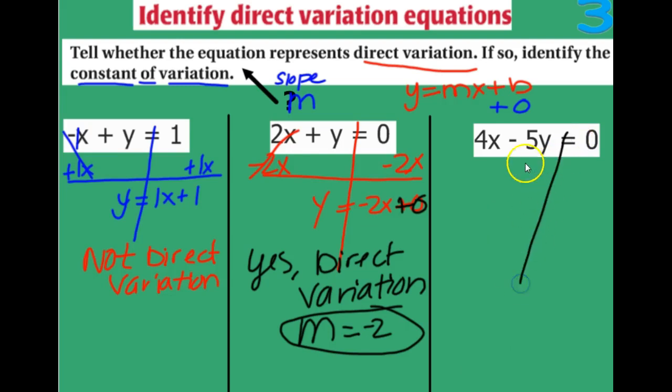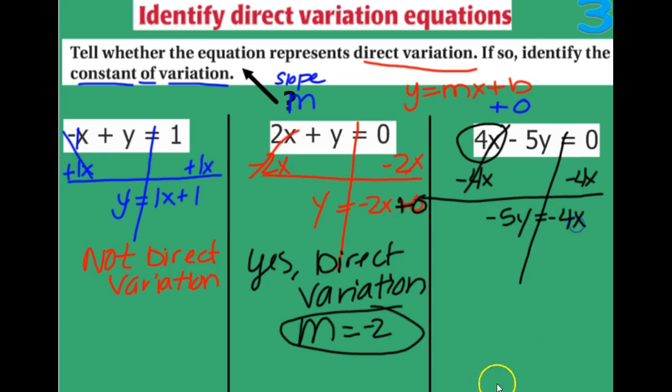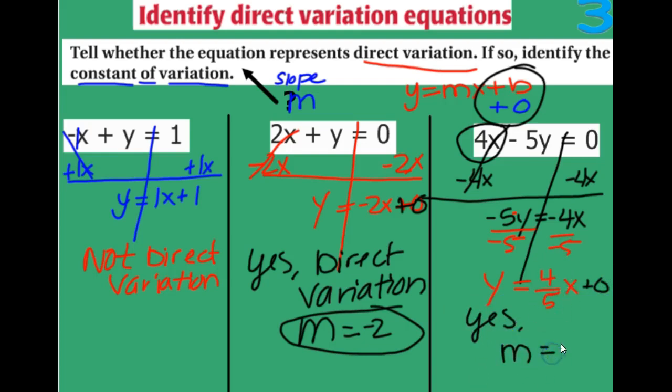Same thing on this last one. We're going to solve for y. So I'm going to move this 4x. Right now this is positive, so I'm going to subtract 4x. Those eliminate. We have negative 5y equals negative 4x. And then the opposite of multiply is divide. So we have y equals, two negatives make a positive, 4/5 x. So is this direct variation? Is b 0? It sure is. So yes, this is direct variation. And then our slope is 4/5. They wanted to know the constant of variation.